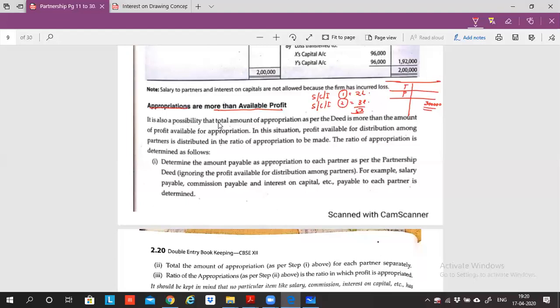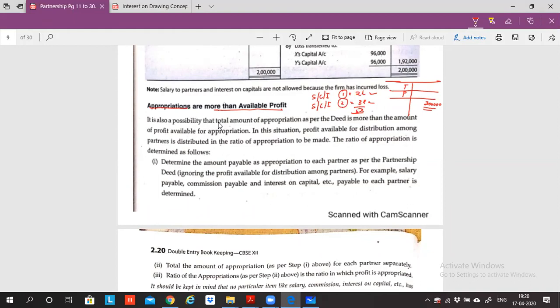I cannot give the entire 3 lakh to the second partner. Or I cannot say that from this 3 lakh, 2 lakh has to be given to the first partner and the balance 1 lakh I'll give to the second partner. The second partner will not accept. So how do we calculate in such a way that both of them get the proper share they deserve? That is what we are trying to understand here. Is the question clear? Yes, sir.